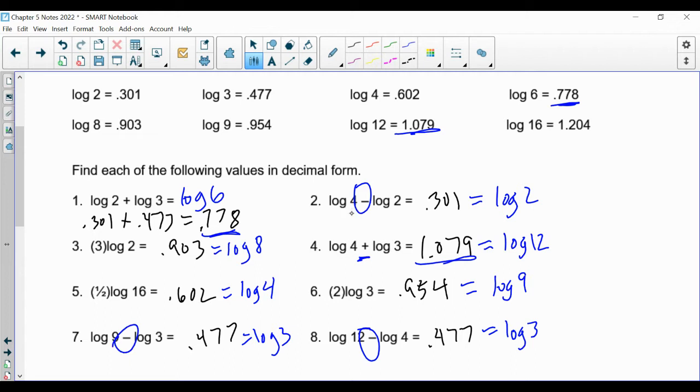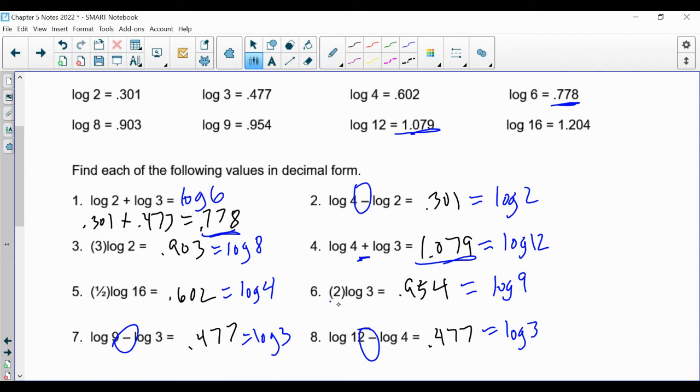And then if we look at the subtraction ones, we actually have 3 of them, right? Log base 10 of 4 minus log base 10 of 2 ended up giving us log 2. Log 9 minus log 3 ended up giving us log 3. Log 12 minus log 4 ended up giving us log 3. If you notice this pattern, 4 divided by 2 is 2, 9 divided by 3 is 3, and 12 divided by 4 is 3. So subtraction gives us division.